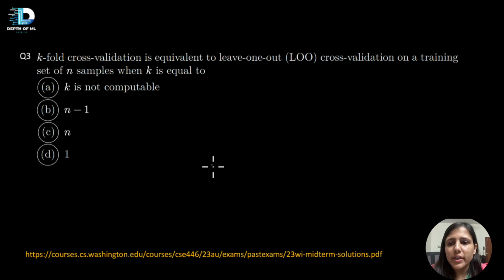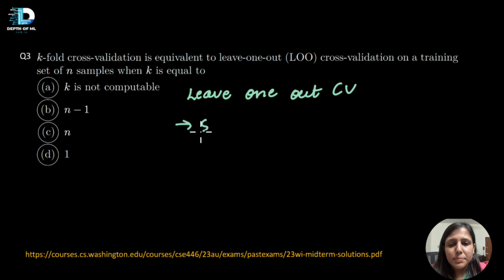Next question, let's move on to the third question, which is: k-fold cross validation is equal to leave one out cross validation on a training set of n samples where k is equal to what? So we had talked about leave one out cross validation, leave one out CV, and we said that it's a special case of k-fold cross validation, k-fold CV.